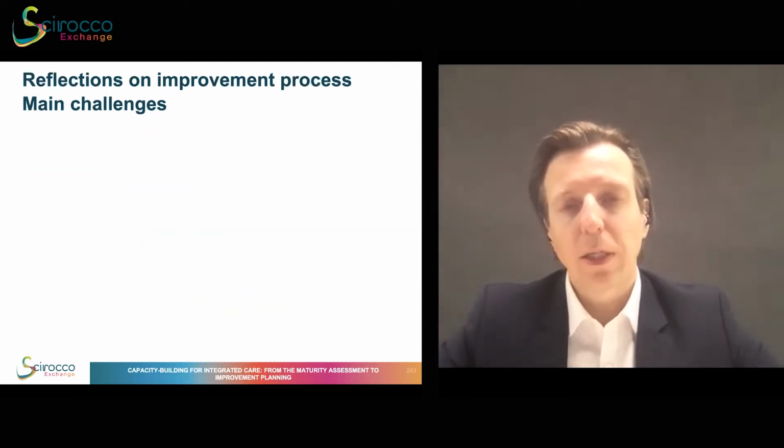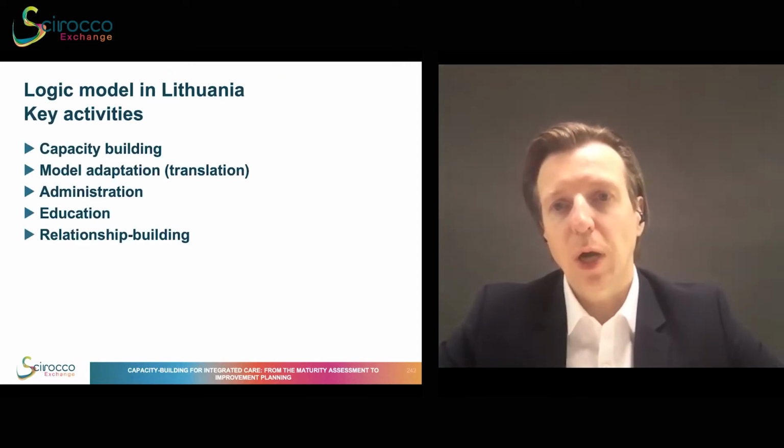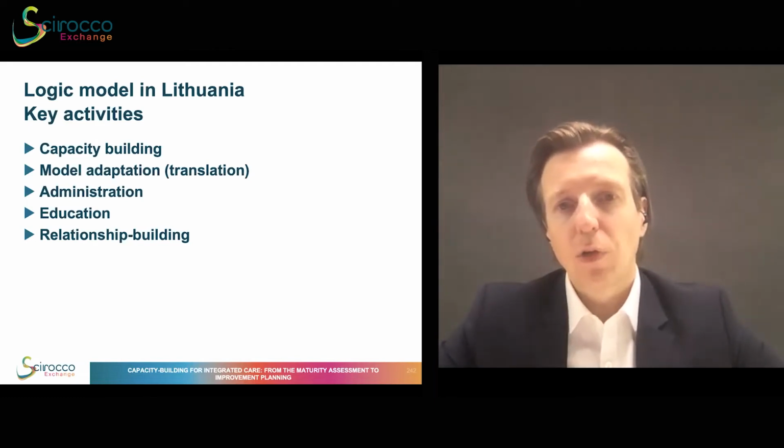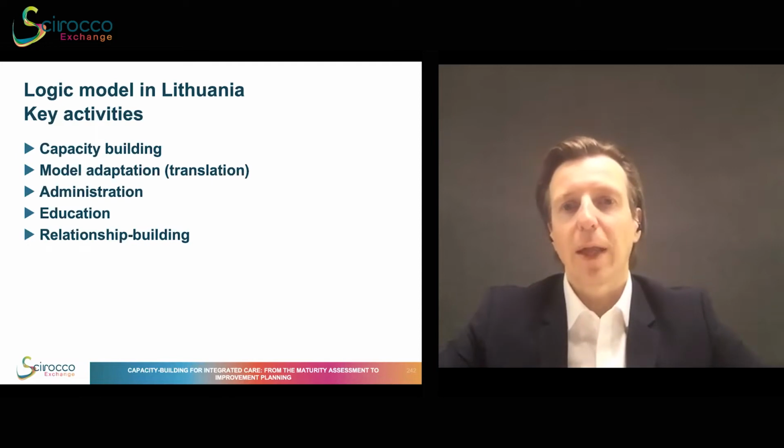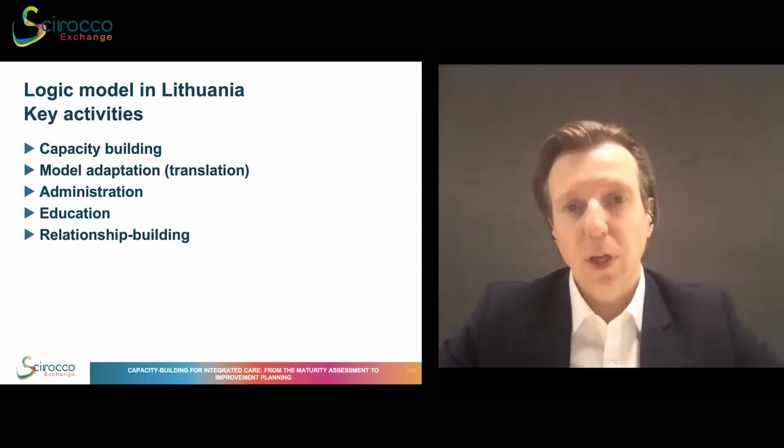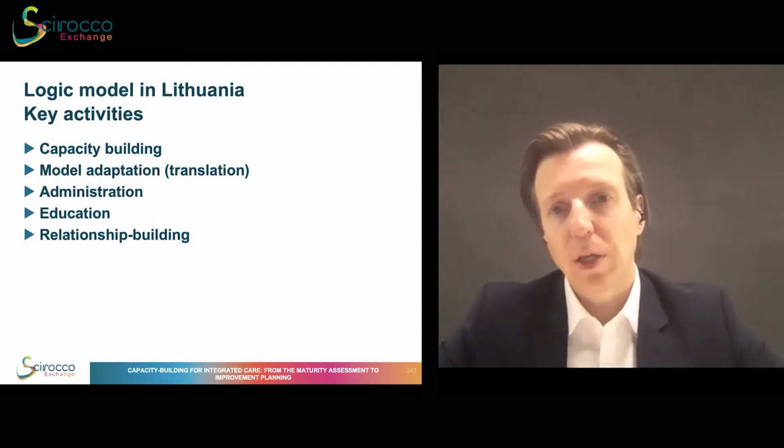So capacity building in our case included knowledge exchange between primary care centers, like pilot sites, and also integrated care training for providers on structure, implementation, and patient inclusion and self-management. The translation part included model adaptation to local context.